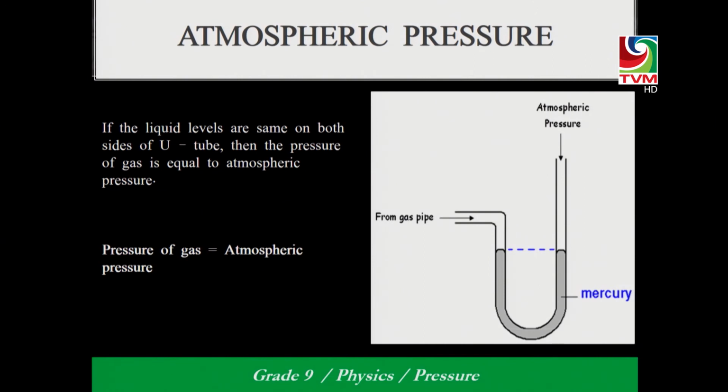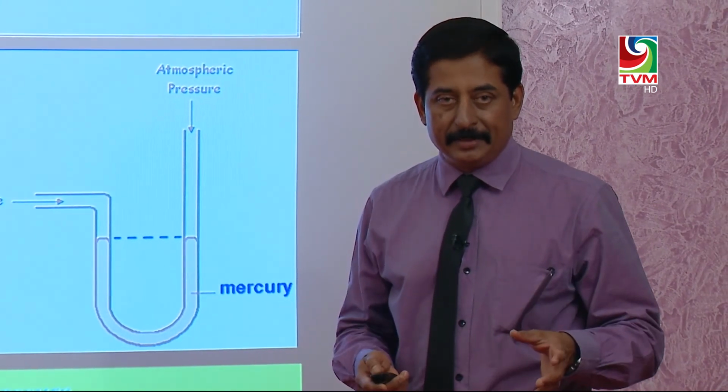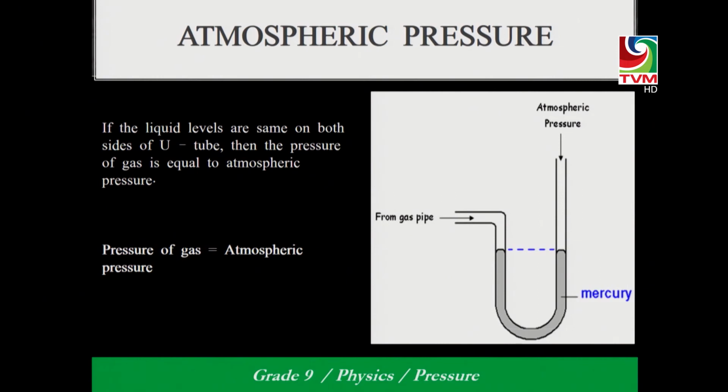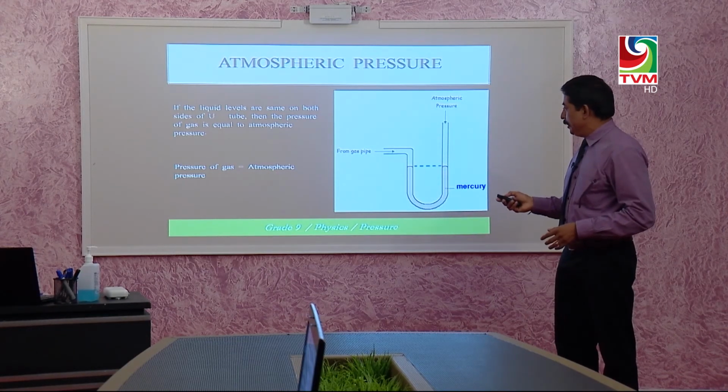After connecting to the gas supply, if the level of liquid on both arms is equal, then you can say that the atmospheric pressure is equal to the gas pressure. The gas pressure and atmospheric pressure are balanced. So, if they give the atmospheric pressure as 760 millimeter of mercury, the gas pressure is also 760 millimeter of mercury. Remember that if the two levels are equal, then the gas pressure is equal to atmospheric pressure.